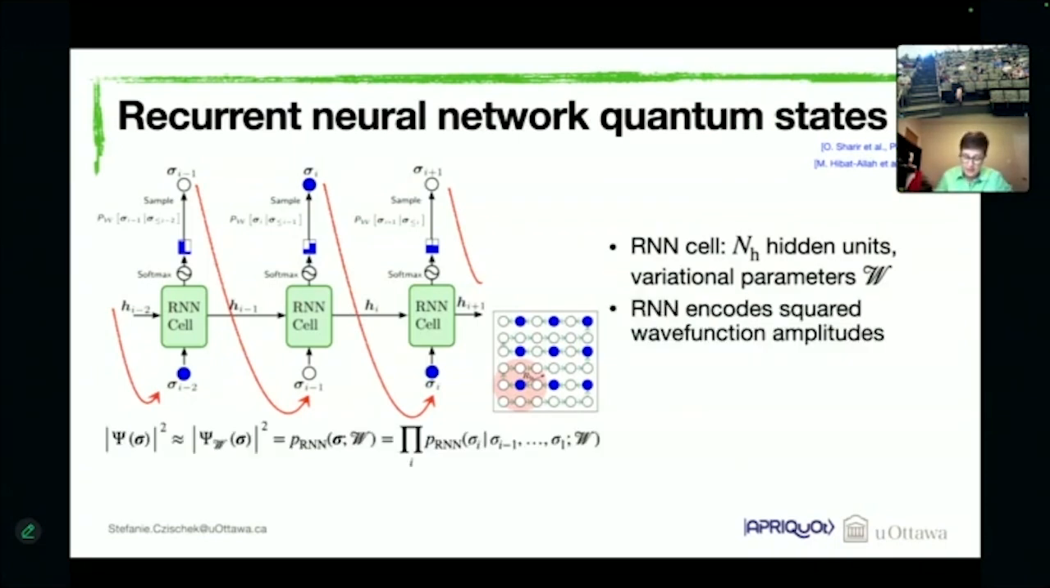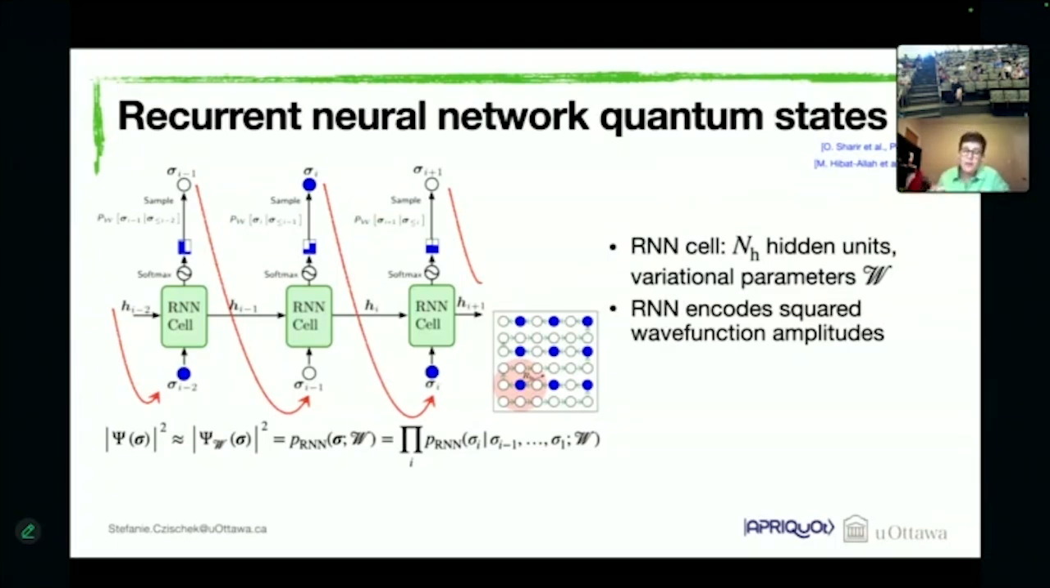And so given this setup, we can now define a probability distribution which is encoded in our recurrent neural network, which we just get by taking the product of all conditional output probabilities. And we can interpret this encoded probability distribution as a squared wave function amplitude. And then we can train our network, meaning that we tune or optimize our variational parameters such that we approximate a target squared wave function amplitude, or the squared wave function amplitude of our target state.